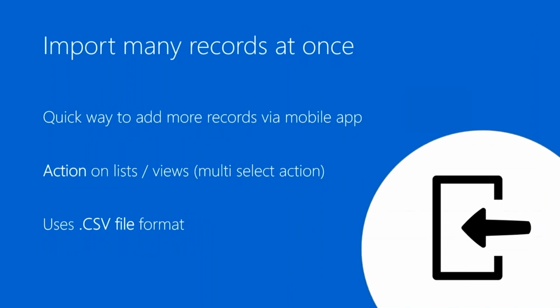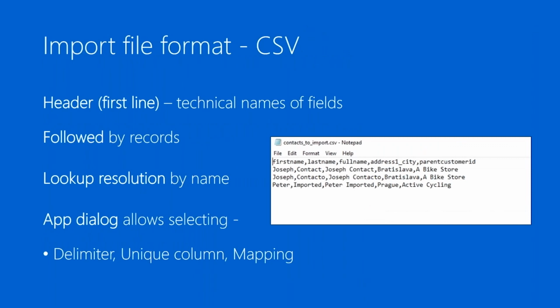But what's also possible is a way to import more records. Again, it's an action on list or views, and it uses CSV files. So the CSV file is basically just a text file, but you can create these files with Excel, etc., similar tools. And it looks like this. There is the first line, which are the technical names, so what we call a logical name of the fields. So all lowercase technical names. Then you have the records that you want to import.